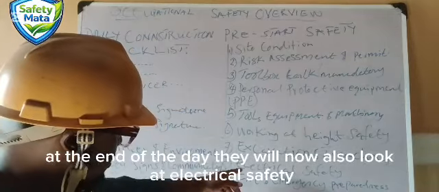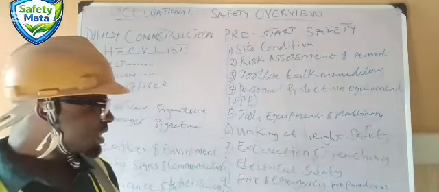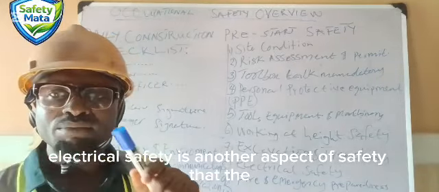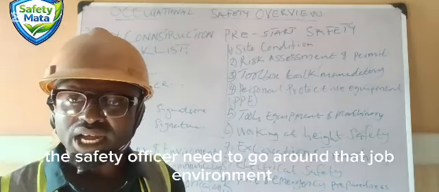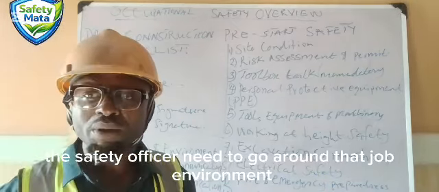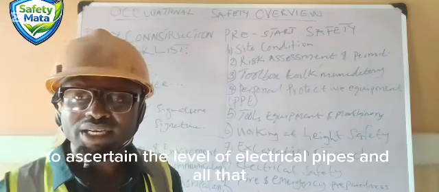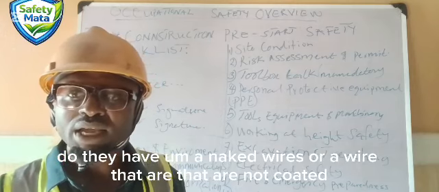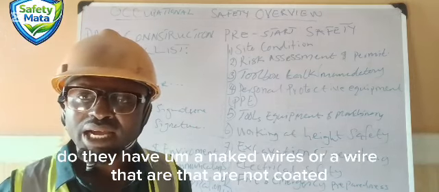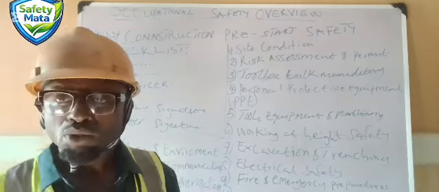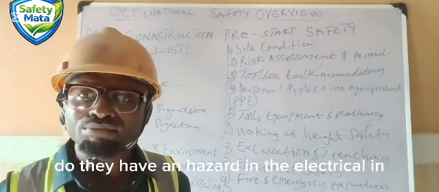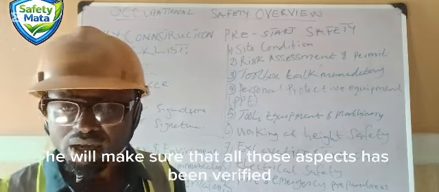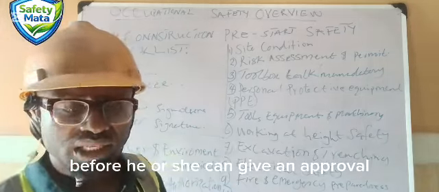They will now also look at electrical safety. Electrical safety is another aspect of safety. Before a job can commence, the safety officer needs to go around that job environment to ascertain the level of electrical pipes and all that in that environment. Do they have naked wires or wires that are not coated? Do they have a hazard in any part of the electrical area? He will make sure that all those aspects have been verified before he or she can give an approval.